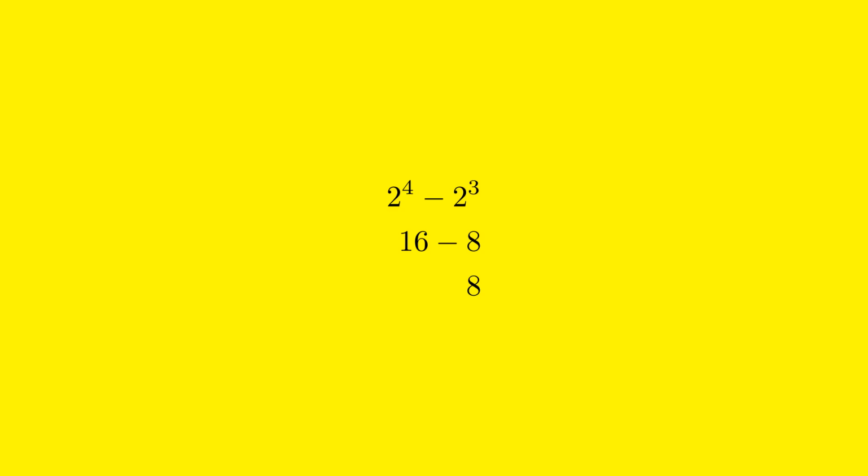Therefore, the final simplified expression of 2 raised to the power of 4 minus 2 raised to the power of 3 is 8. This is the final step and the simplest form of the expression.